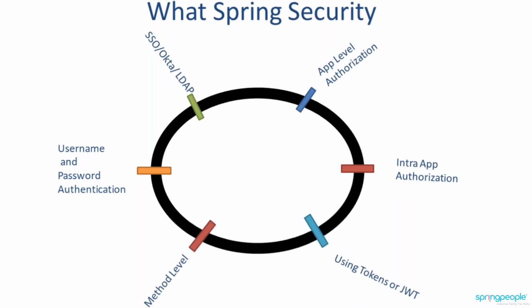Or for each method, you can provide security by using Spring Boot or Spring Security code, which is method level. So these are the different ways you can configure Spring Security: with simple username and password authentication, or username and password with your database, the JDBC authentication, or with third-party libraries, or single sign-on, or with Okta or LDAP, or for each service, that is app level authorization, or intra-application authorization, or with JWT token, or with method level.